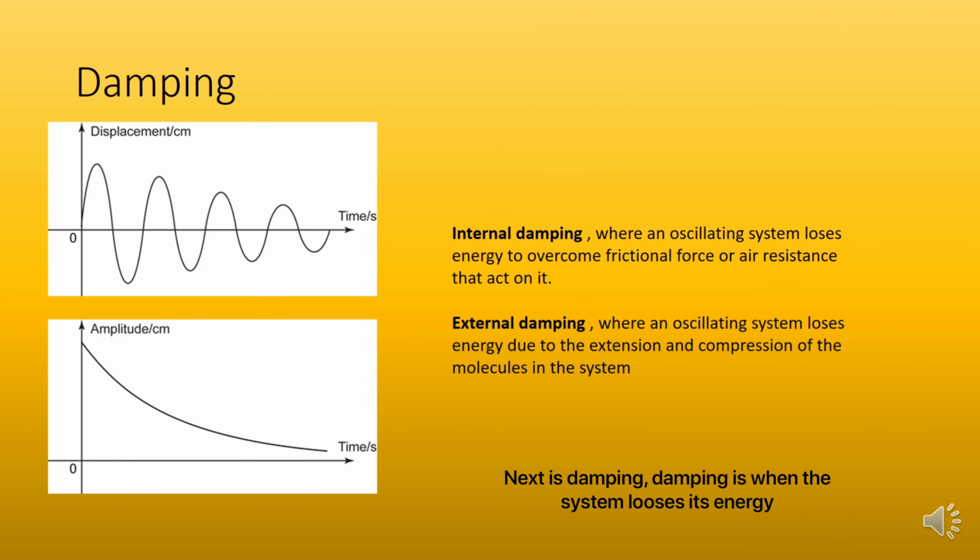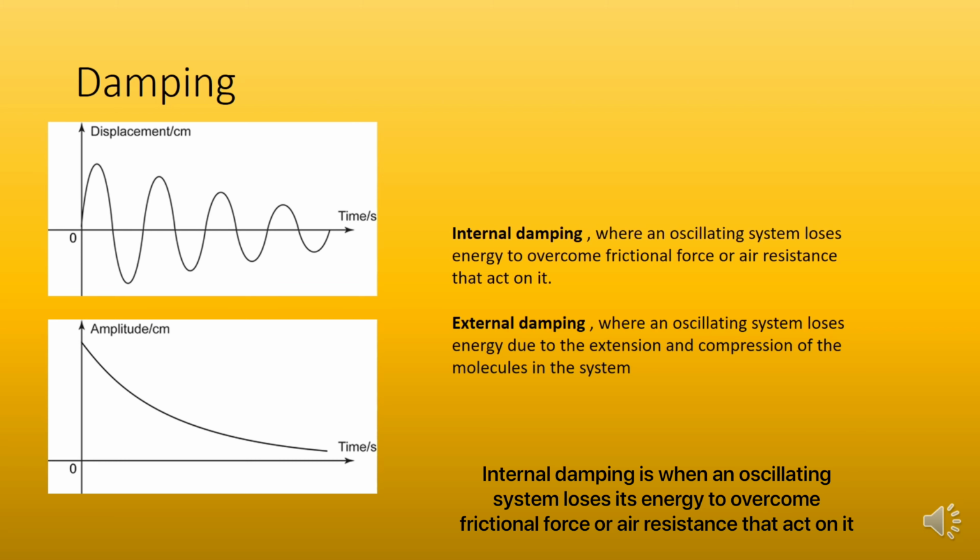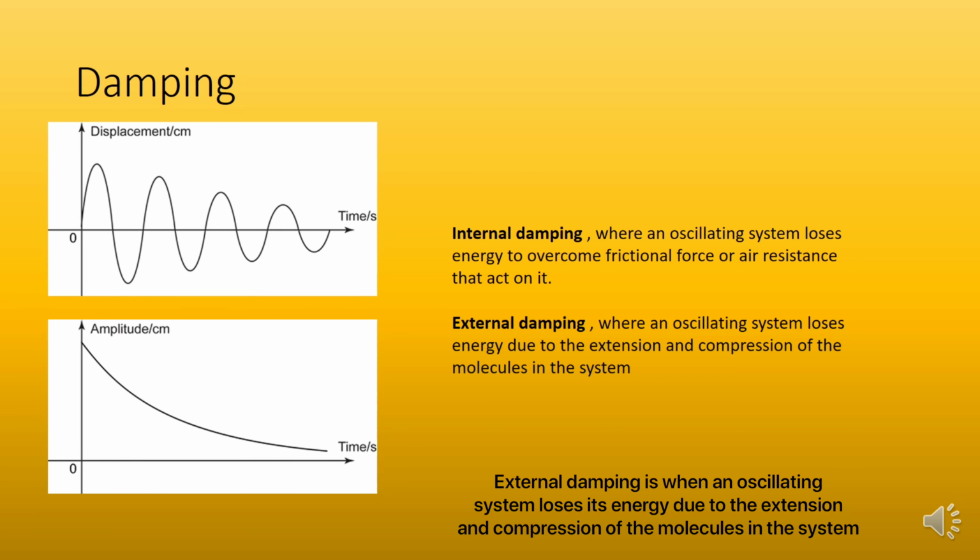So next is damping. Damping, what I can say, is when the system loses its energy. Okay, so we'll go one by one. There are two types of damping, the first one is external damping. External damping is when an oscillating system loses energy to overcome frictional force or air resistance that acts on it. While internal damping is when an oscillating system loses energy due to extension and compression of the molecules in the system.